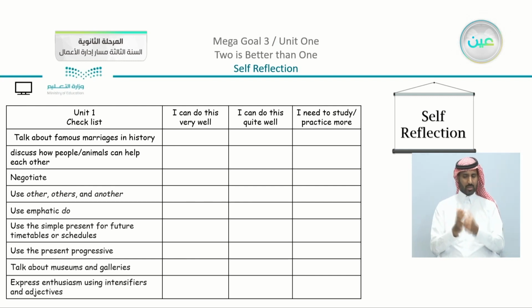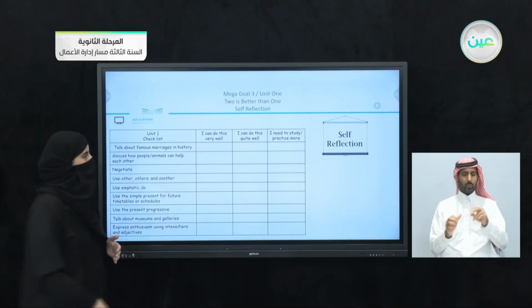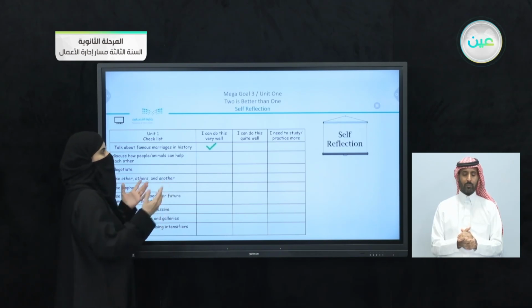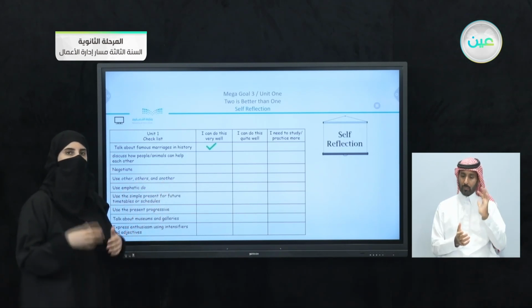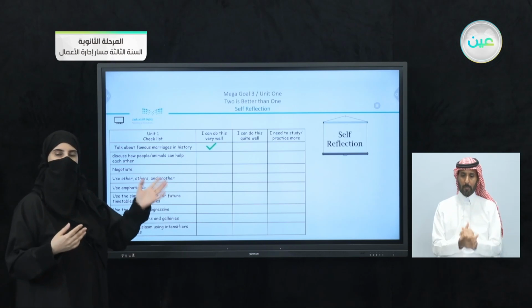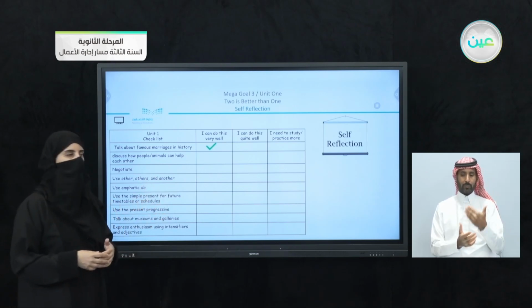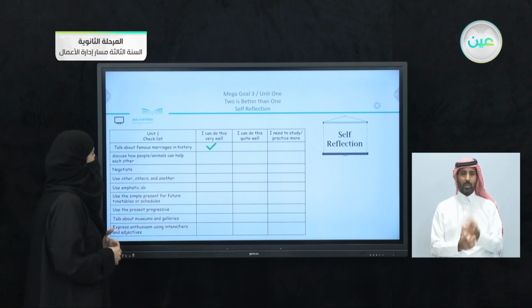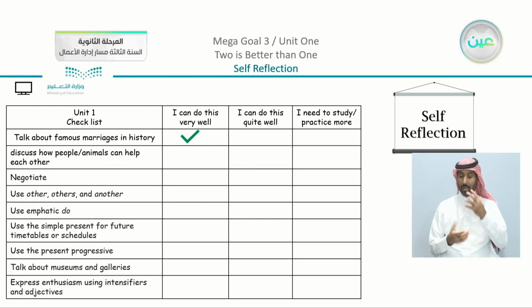So we have the first one, for example, talk about famous marriages in history or famous teams. Now, how do you evaluate yourself? What do you find? You can say, for example, that I can do this very well. You can choose any other column based on what you feel. Discuss how people, animals can help each other. Now, also here, is it easy?